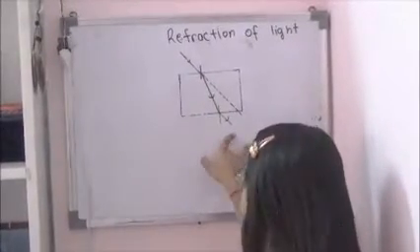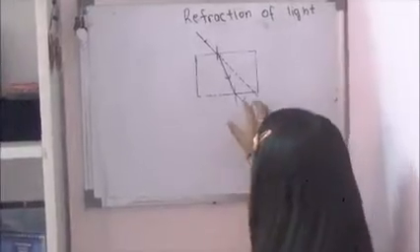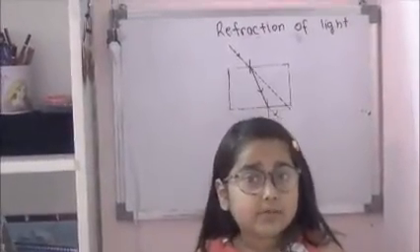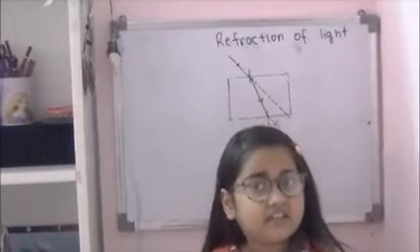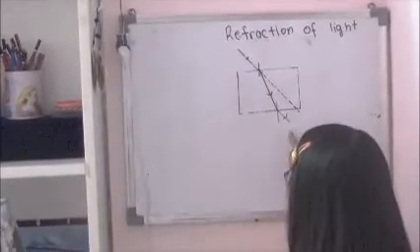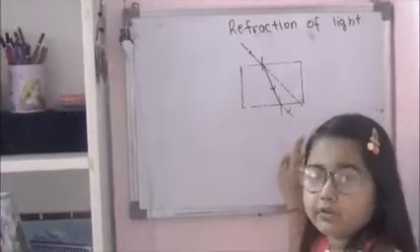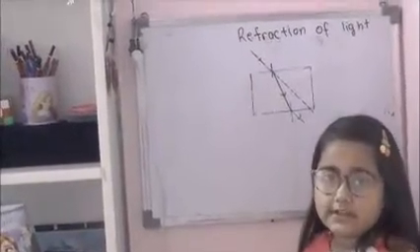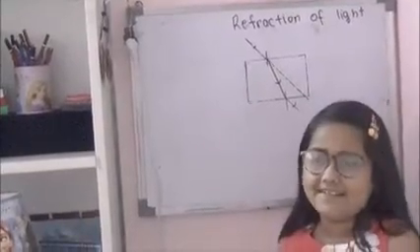Now while coming out of the glass slab, it travels from denser to rarer medium, because glass is denser than air. So it bends away from the normal. This ray is known as the emergent ray, the ray which emerges out of the glass slab.